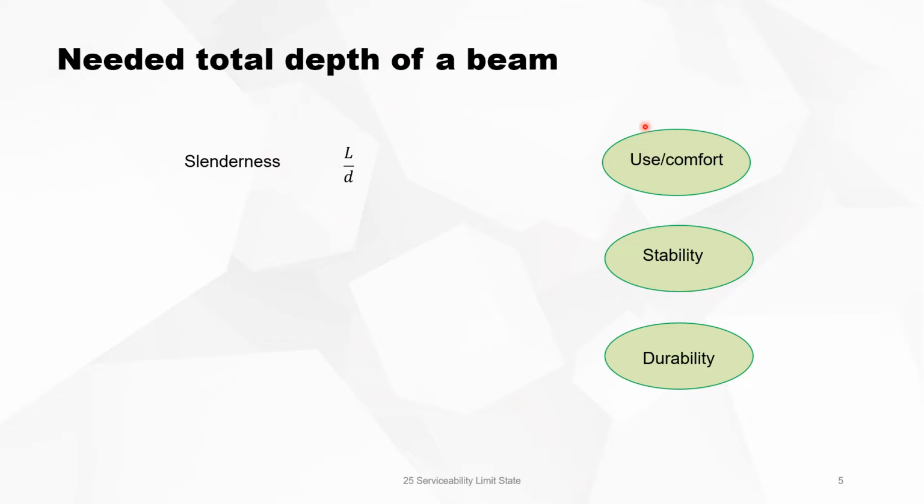The use and comfort, we can translate into slenderness, which is defined as the span divided by the effective depth. And for stability, we can use the strength criteria. We are using the optimum. It means that with the optimum, the strain of concrete and strain of steel are maximum. We use the materials to their maximum capacity.